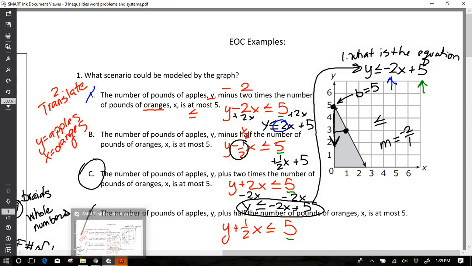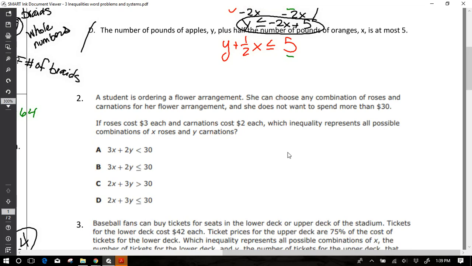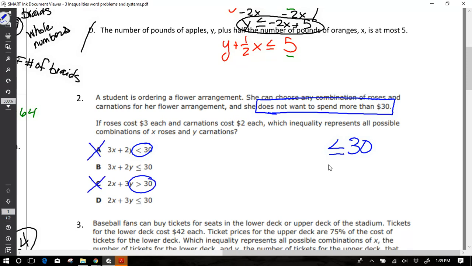Let's take a look at the second one. Students are ordering a flower arrangement. She can choose any combination of roses and carnations for her flower arrangement, and she does not want to spend more than $30. So I'm going to pause right there, and I'm going to translate no more than 30. So what that means is she could spend equal to $30. So I'm looking for less than or equal to $30. And A does not have that, and neither does C. So those are both out.